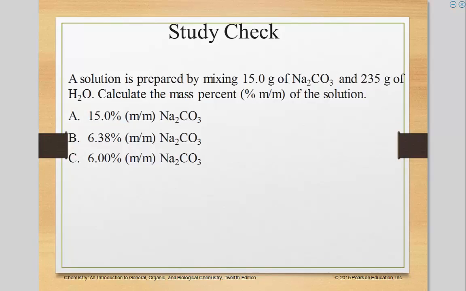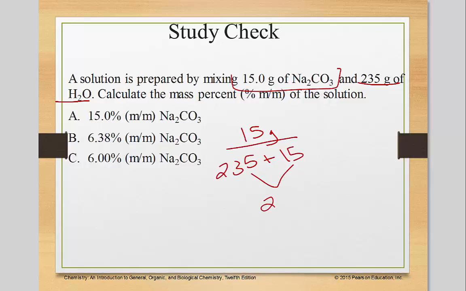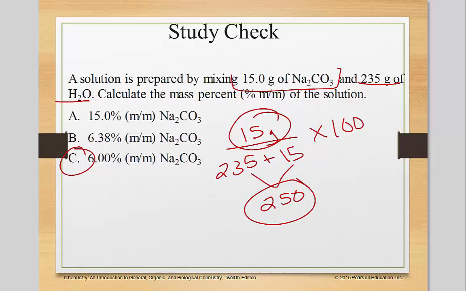Let's do a practice problem here. We have 15 grams of sodium carbonate and 235 grams of water. When we figure out the mass percent, we're going to add those two numbers together on the bottom. That equals 250. So it's actually 15 divided by 250 times 100. And that comes out to be 6%.